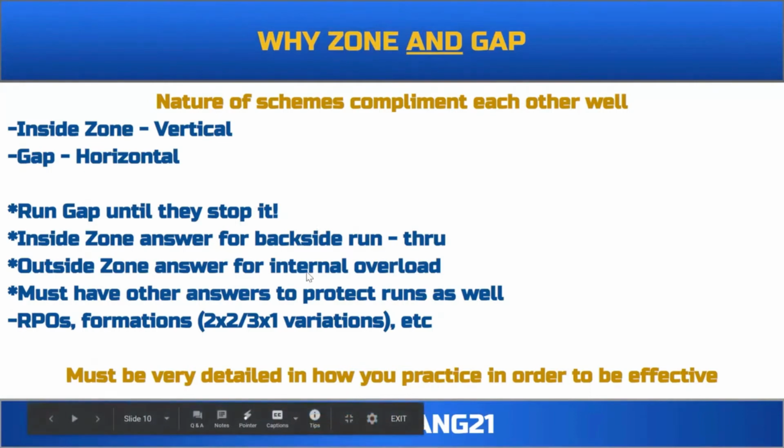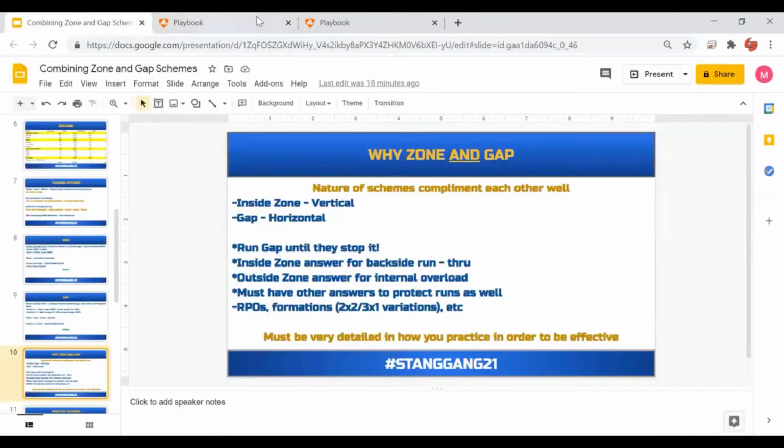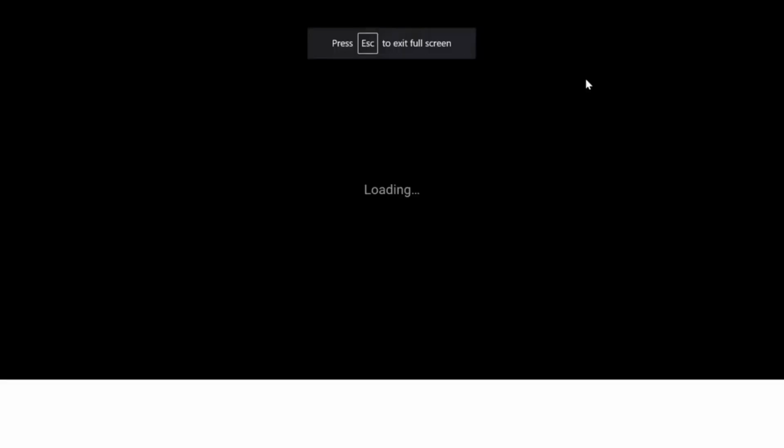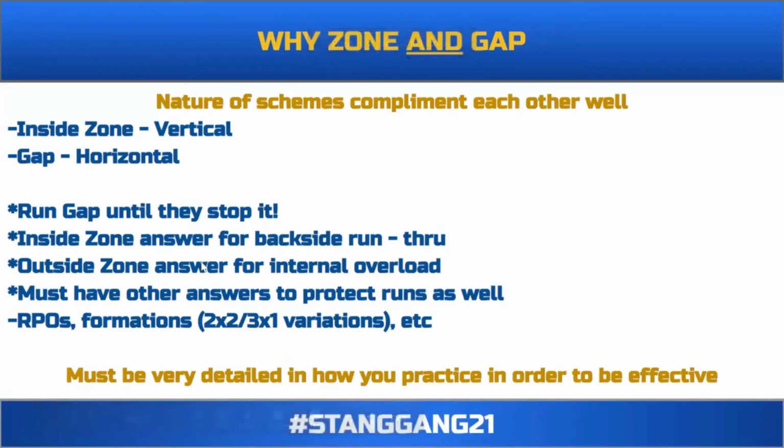We think that if you can get down blocks at the hole, a kick out at the point of attack, and then a lead through the hole, that's the best way to go. And if teams aren't penetrating real hard, and we're able to get that guard or wing back leading to the hole, we're going to keep running gap. Inside zone is our answer for backside run through in 11 personnel.